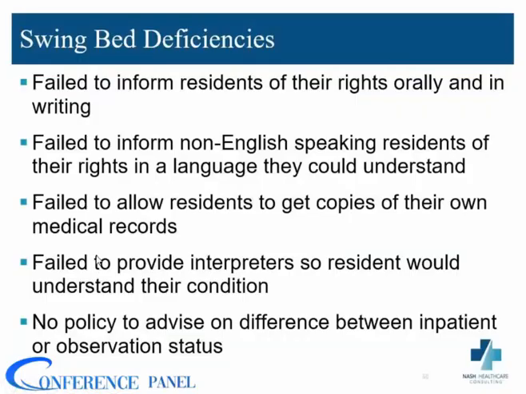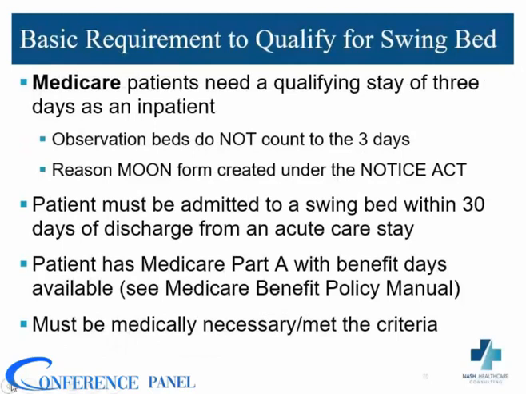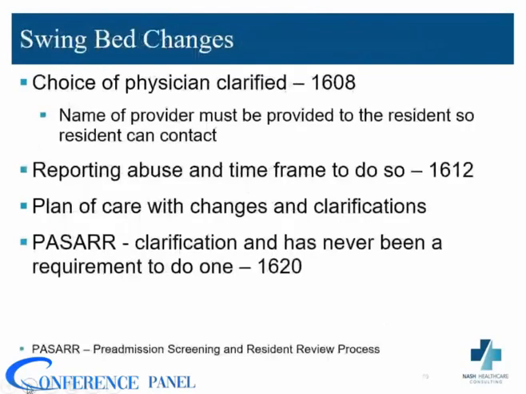Some of them have failed to inform residents of their rights orally and in writing, failed to inform non-English speaking residents of their rights in a language they can understand, failed to allow residents to get copies of their medical records, failed to provide interpreters so a resident would understand, and no policy to advise on the difference between inpatient and observation status. Going back to Appendix A, for hospitals, contact if they have a question. Just the right to know your doctor's name and who's taking care of you. Reporting abuse and time frame to do so was changed. The plan of care with issues and clarifications.